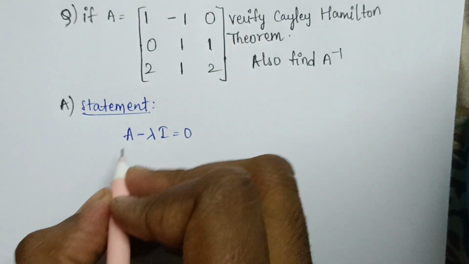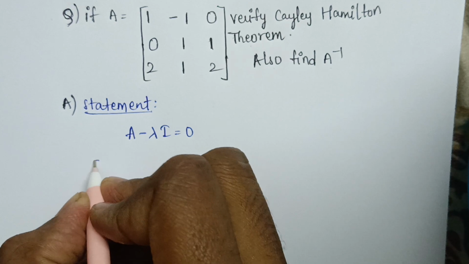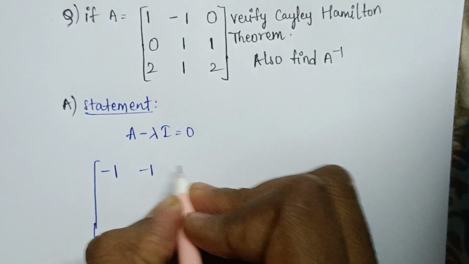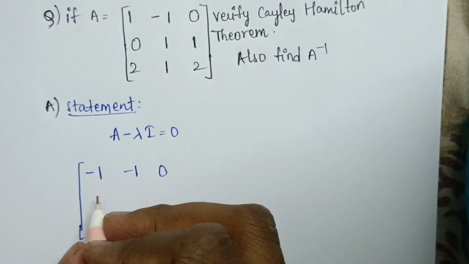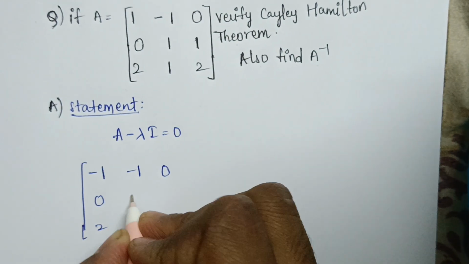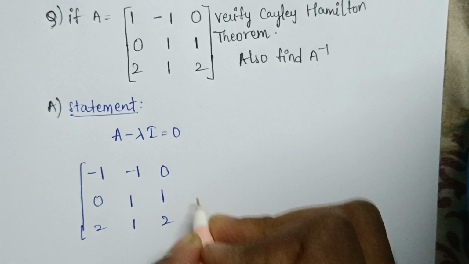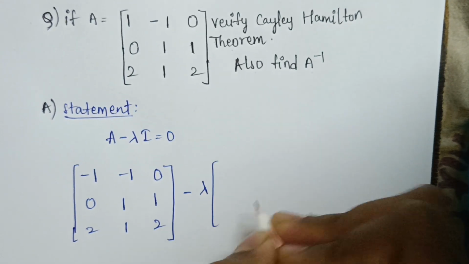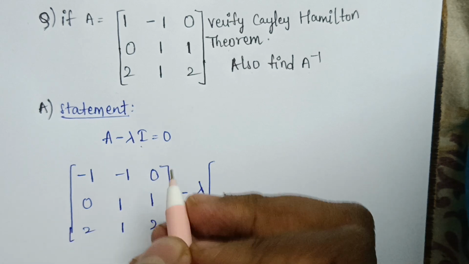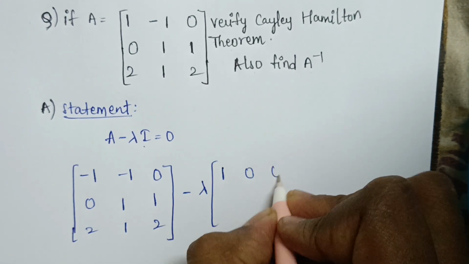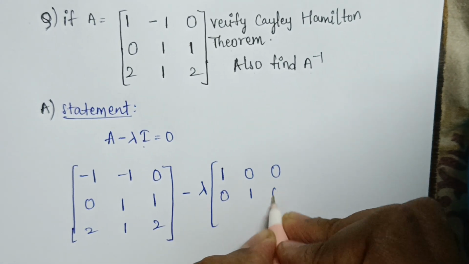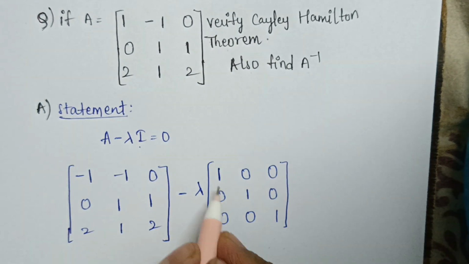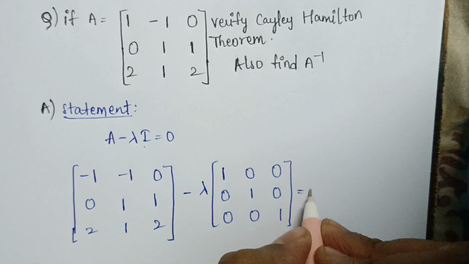So now, the matrix with entries minus 1, 0, 0, 2, 1, 1, 1 and 2. This is our given matrix. And next lambda into I. I is nothing but the identity matrix, 1 0 0, 0 1 0, 0 0 1. In the identity matrix, the ones exist in the principal diagonal only, is equal to 0.